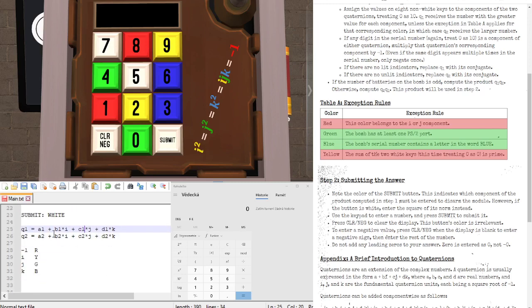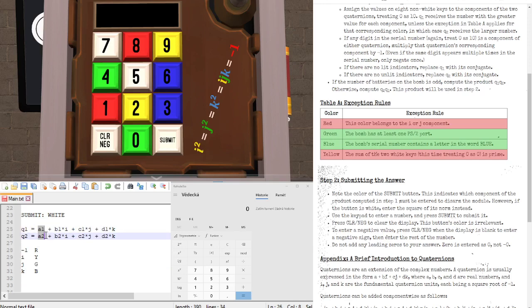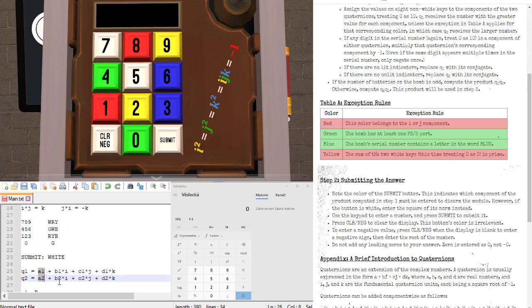Every time we have to have a look at the colors that are coded here or here on the module, and those colors tell us which coefficient is actually connected to which color. So -1 is red, therefore the real part is coded in red. So A1 and A2 correspond to the digits or one-digit numbers on the module that are in red.